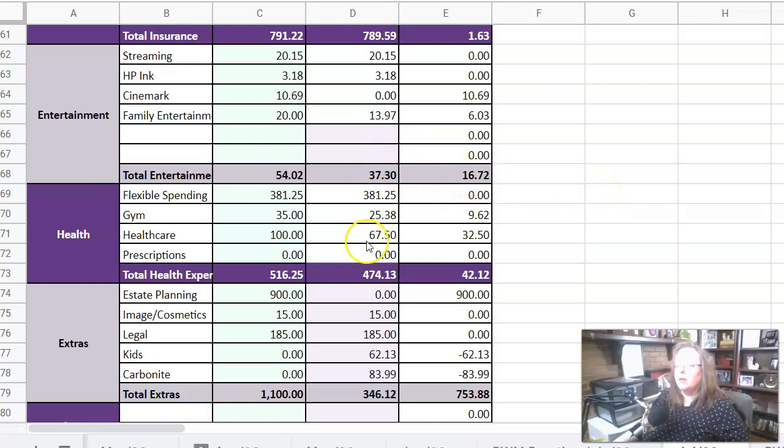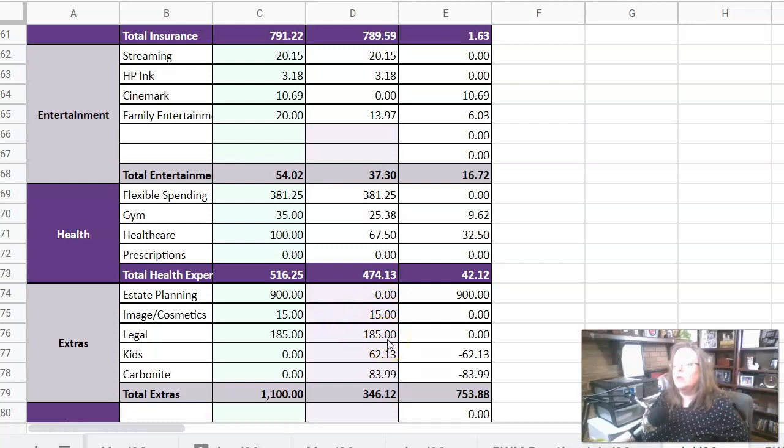In health, we were under by $42. So flexible spending was right what we thought it was going to be. Gym was under what we planned, and then $67 for healthcare. So that brought us under by $42. In extras, I thought we were going to do some estate planning. I never did get that appointment made in July, so we ended up not spending anything for that. In Image Cosmetics, this was me getting my brows done for the first time in like 4 months. And so that was awesome.